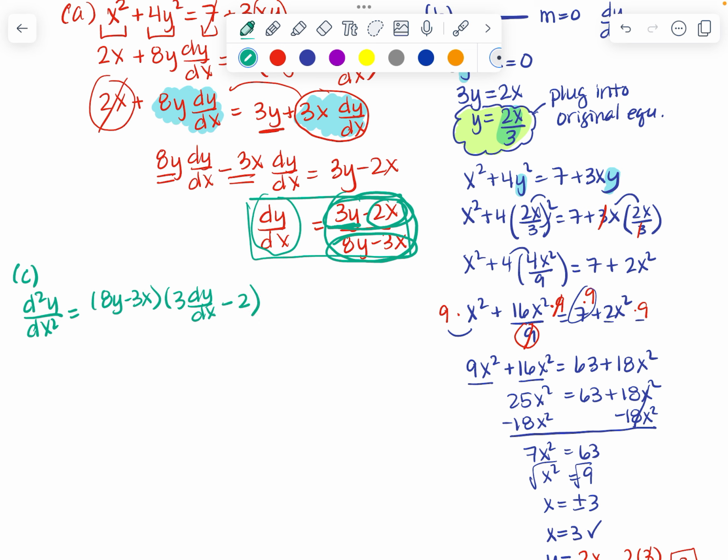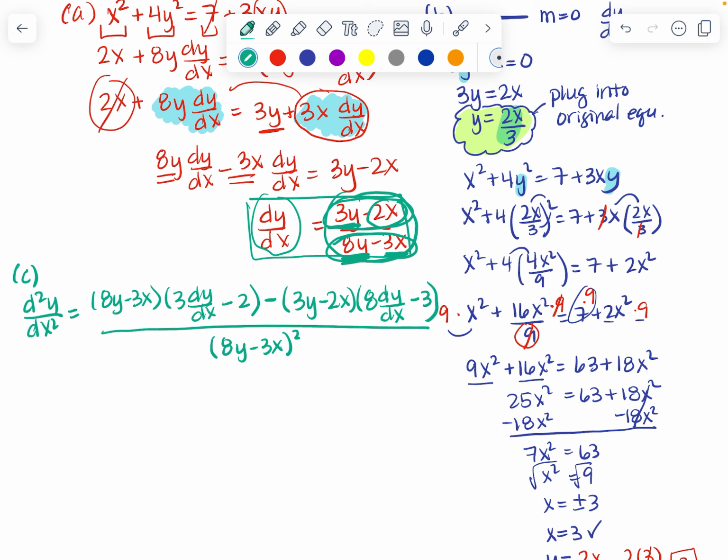So I've got the low d high minus, and then my high, which is the top part, 3y minus 2x, times derivative of the low. So the derivative of 8y is 8 dy dx minus the derivative of 3x is 3. Okay, so low d high minus high d low all over square the bottom, and away we go. Okay, so look, I found the second derivative. Now I have to plug stuff in.